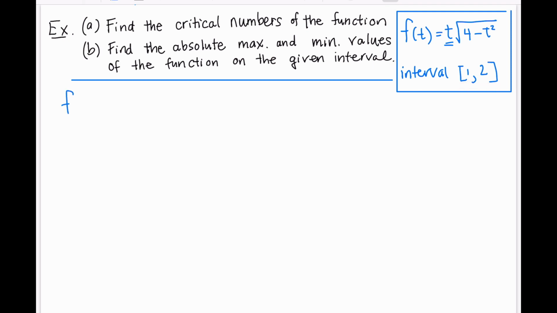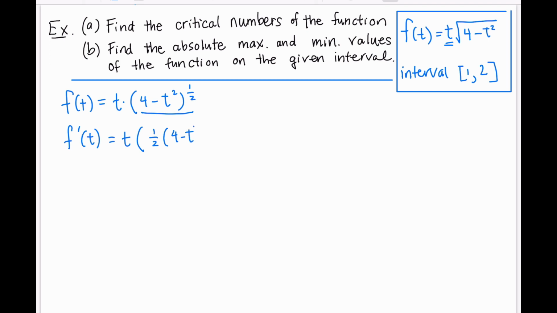So the first thing I'm going to do is rewrite my function in a form that's a little easier for me to take the derivative. So I've just written the square root with fractional exponents. And this means the derivative, using the product rule, is t times the derivative of this guy, which is 1/2 times 4 minus t squared to the negative 1/2. And we can't forget the chain rule. The derivative of this portion is negative 2t.